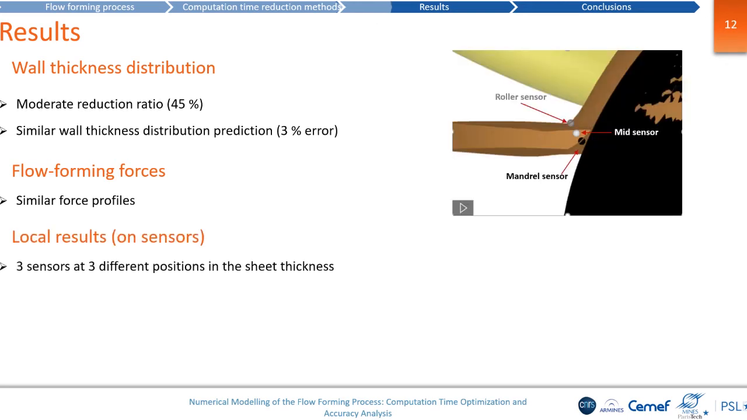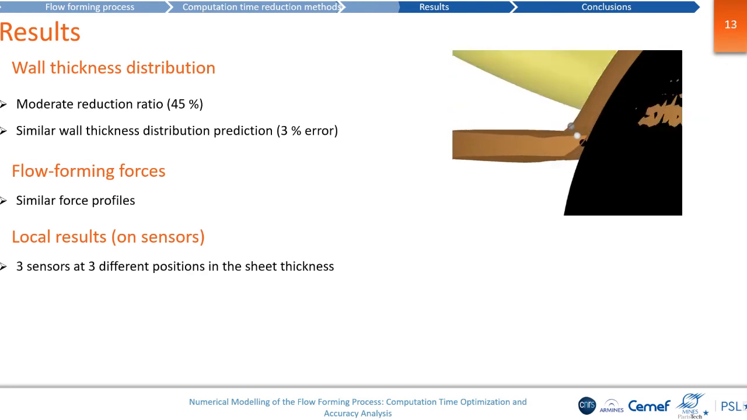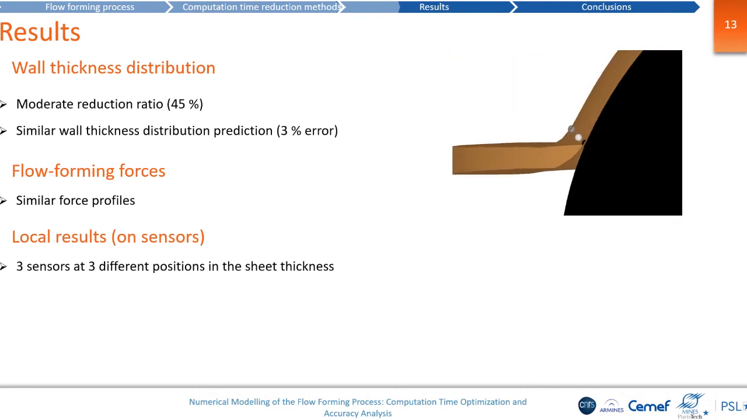Now we focus on a more local study, and we have here some sensors that are put in the thickness of our sheet. We will see that there is a roller side, a mandrel side, and a mid-thickness sensor. And we will follow the thermomechanical evolution in these three sensors during the flow-forming evolution.